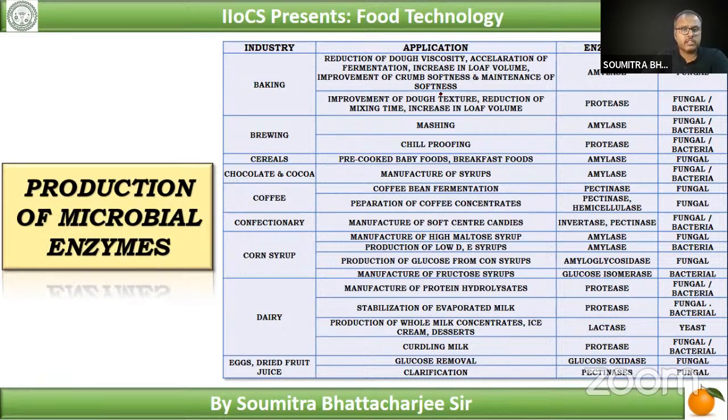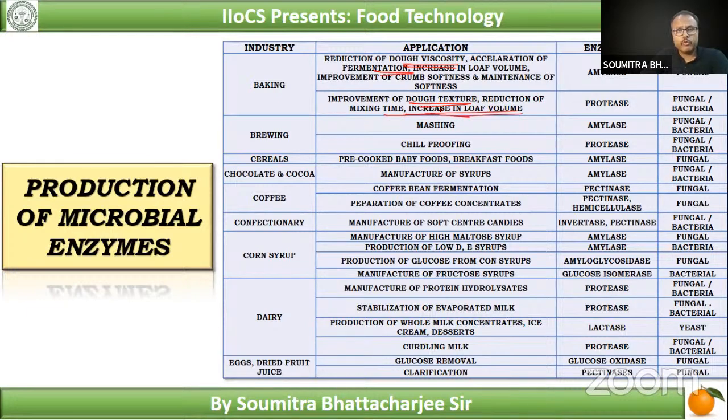Like in the baking industry, what kind of microbial enzymes are utilized? The amylase and the protease, both of these are utilized. The fungal source as well as the fungal or bacterial source, both of these are utilized in the baking industry. And in the baking industry, dough texture maintenance, dough viscosity maintenance, fermentation acceleration, and mixing time reduction, all these things can happen.